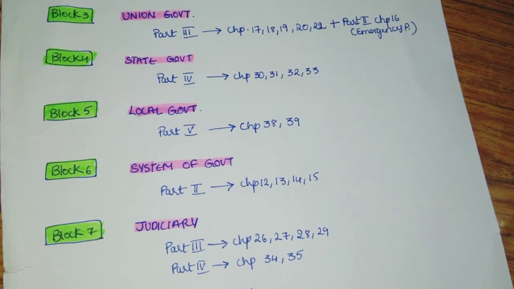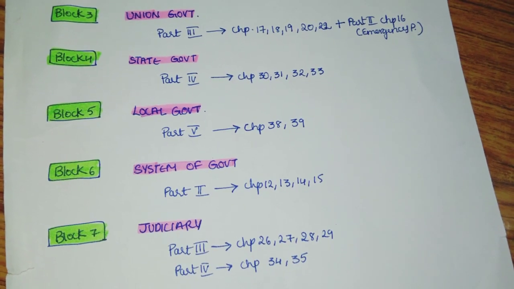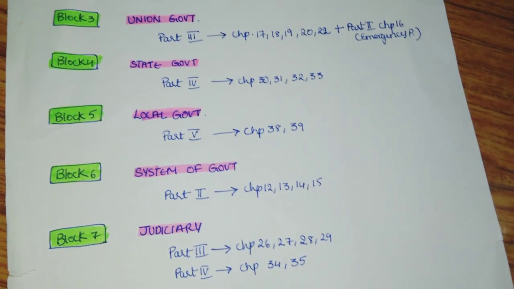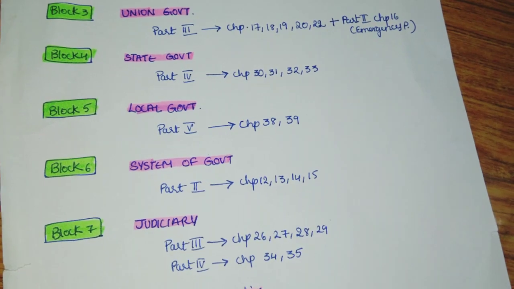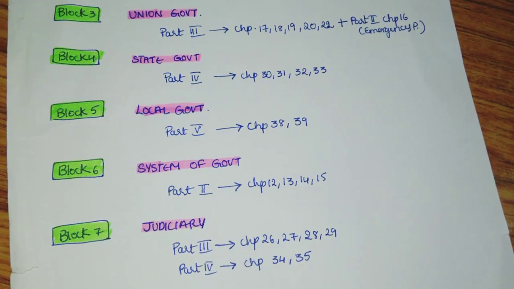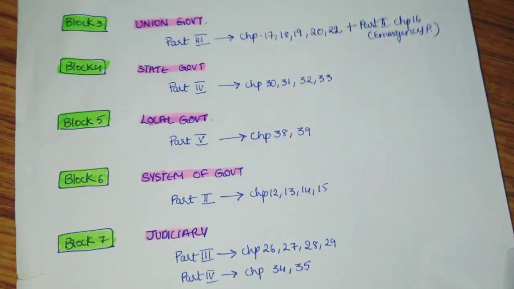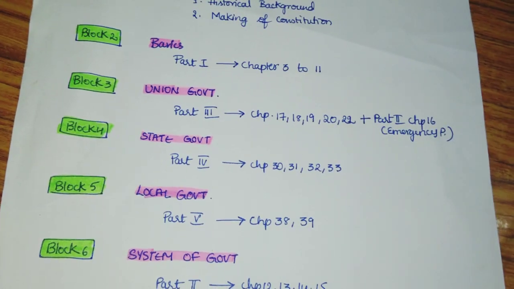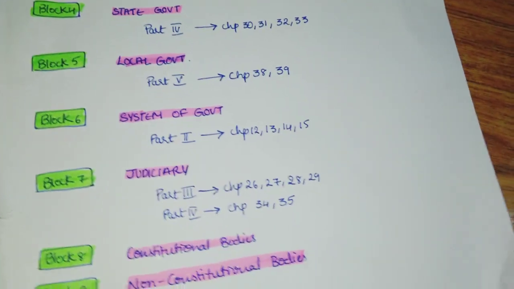Chapter 12 is parliamentary system, and 13 is federal system, central state relations. These all come under system of government. So from chapter 12 to 15 you can cover these, and in part 2, the 16th chapter is covered here, right? Emergency provisions. And then we have block 7.